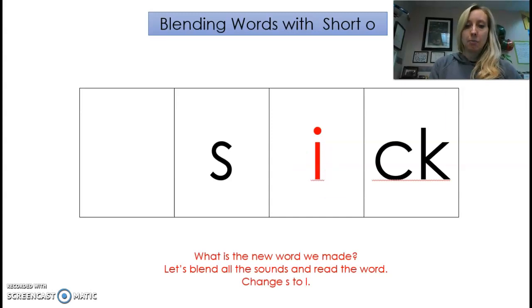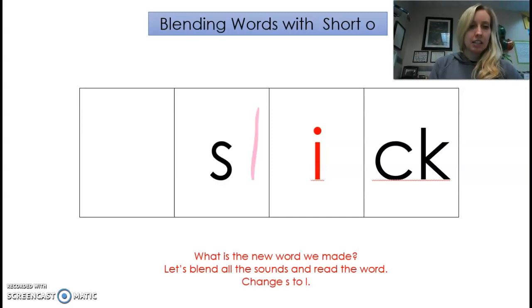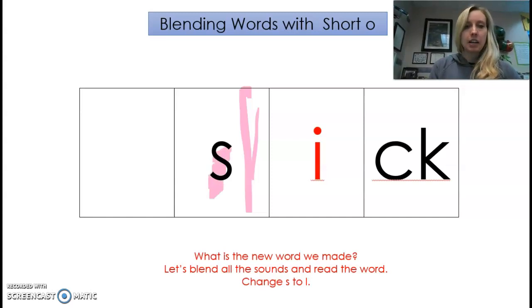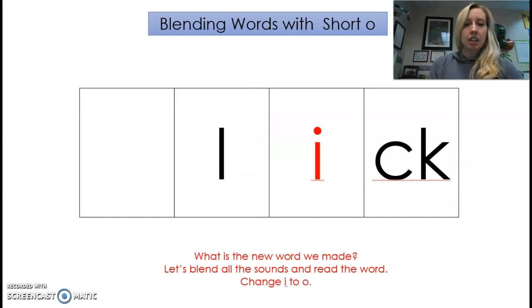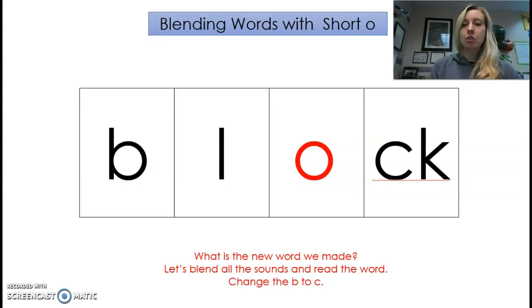Add an l by the s, so sl, slick. Whoops. Yeah, so it would be slick. So if I went like this, slick, they don't have that part. So then get rid of the s. It becomes lick. Change the i to o, lock. Add a b here, block. Change the b to c, clock.